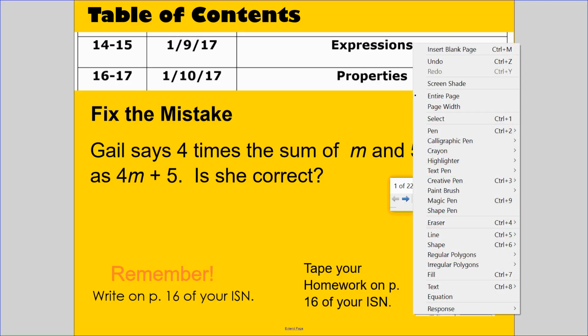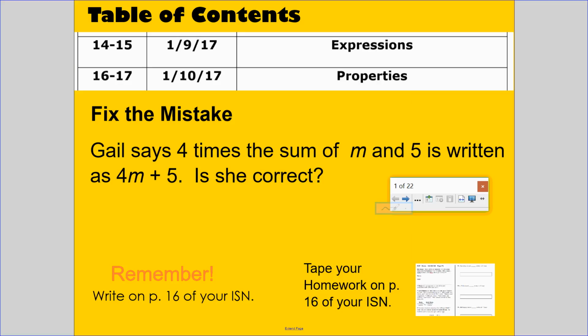So let me get my pen. I don't know if she is correct. It says 4 times the sum of m and 5. Remember, in order of operation, we highlight the operator. The left term is 4 times m, and the right term is 5. So it's 4 times m plus 5.